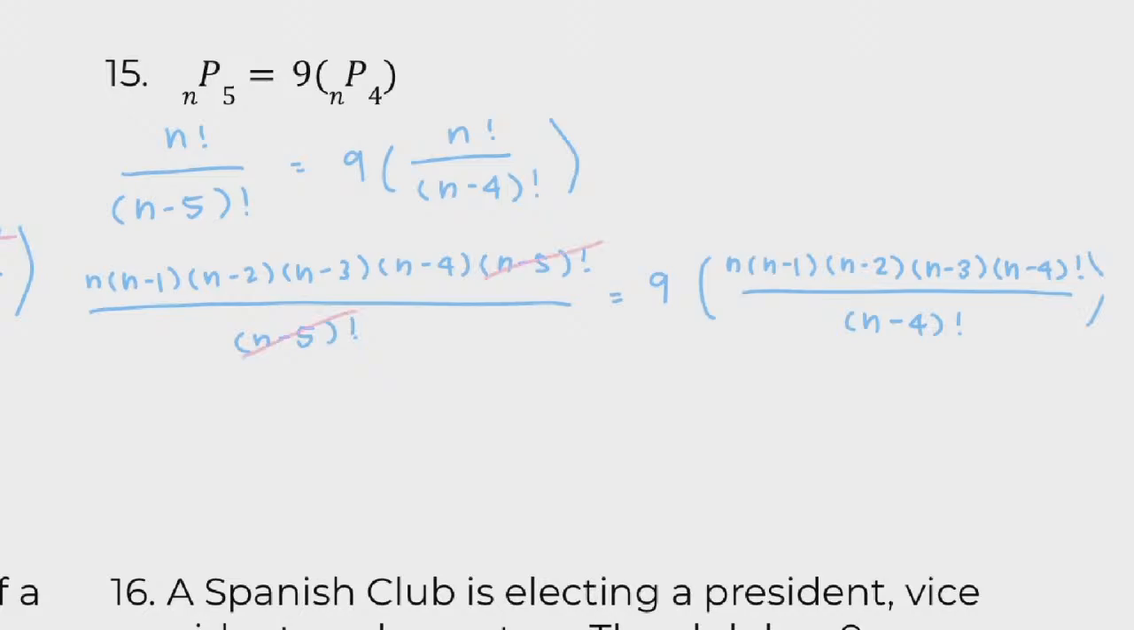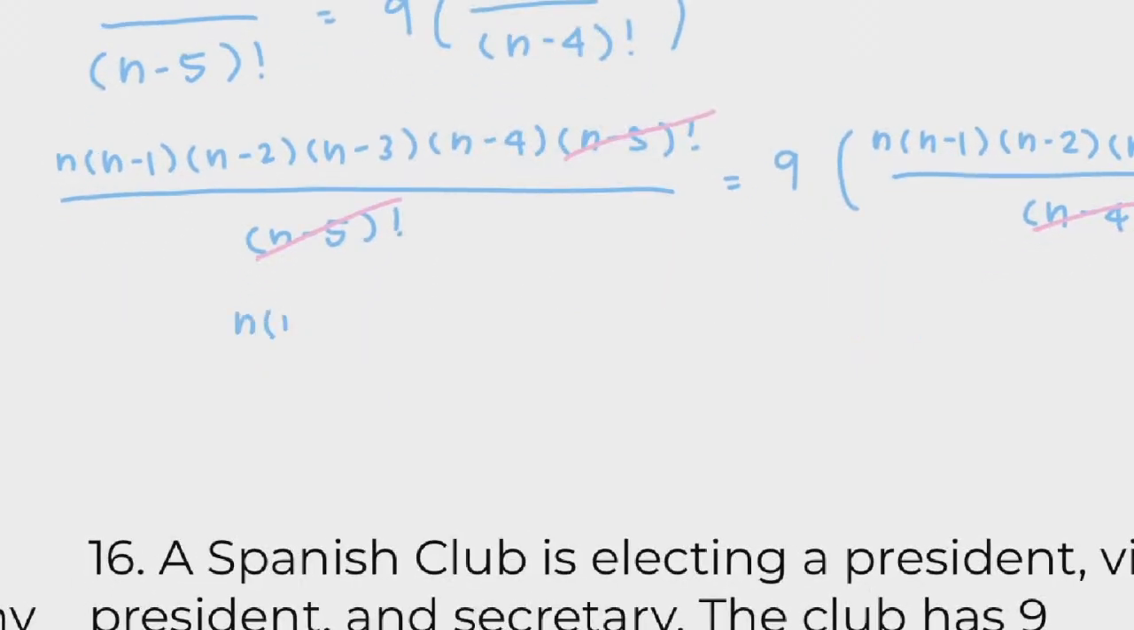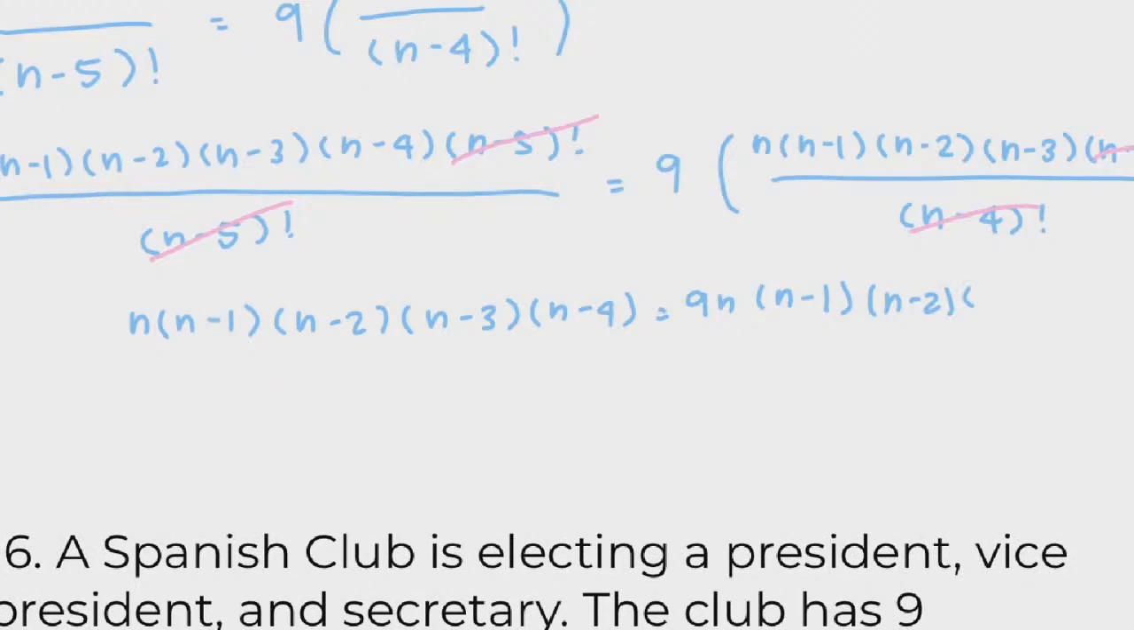Okay, so this will cancel out and this will cancel out. And we're left with n times n minus 1 times n minus 2 times n minus 3 times n minus 4 equals 9 times n minus 1 times n minus 2 times n minus 3. So again, we can cancel out whatever we see on both sides. So we can cancel out n minus 1, n minus 2, and n minus 3. So we're left with n minus 4 equals 9, and to solve for n, we're going to add 4 to both sides. So we get n equals 13.